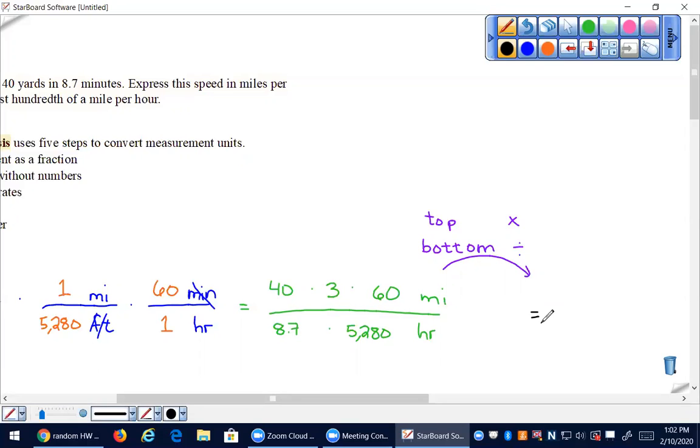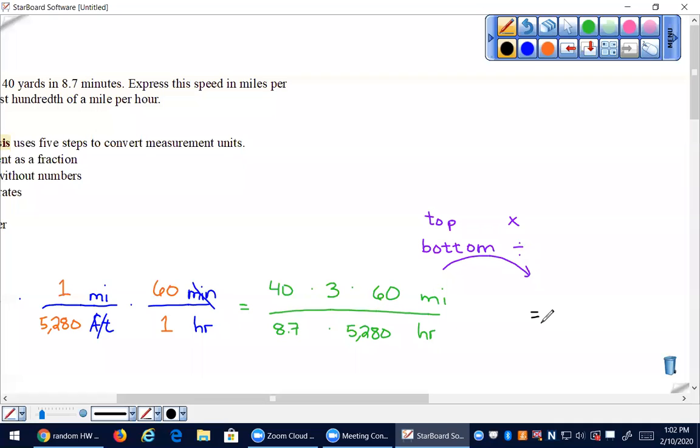It worked great. I'm going to do it a little different and just say on the top, I do the 40 times 3 times 60. And then everything on the bottom is a divided by on my calculator. So divided by 8.7 and divided by 5,280. So before each of these, I put a divided by. That makes sense?